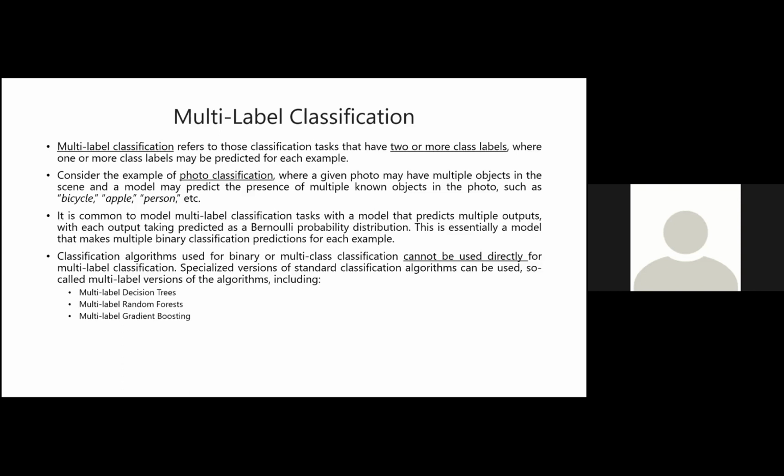The classification algorithms that are used for multi-label classification are specialized versions of the already existing algorithms. Some examples are multi-label decision trees, multi-label random forests, and multi-label gradient boosting, and so on. Meaning the already existing binary or multi-class classification techniques cannot be directly used for multi-label classification.